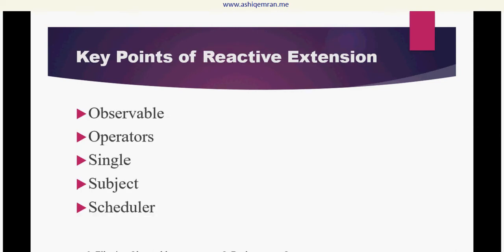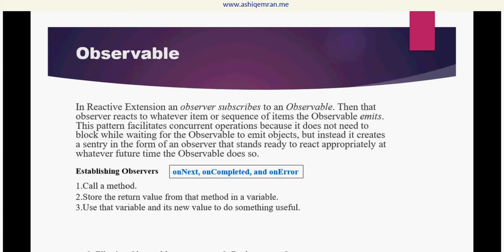And there are some key points in reactive extension. These are observable, operators, single, subject, and scheduler. The very first I'm describing is observable. In reactive extension, an observer subscribes to an observable. So when we are using reactive extension, an observer first has to subscribe to an observable. Then that observer reacts to whatever items or sequence of items the observable emits.